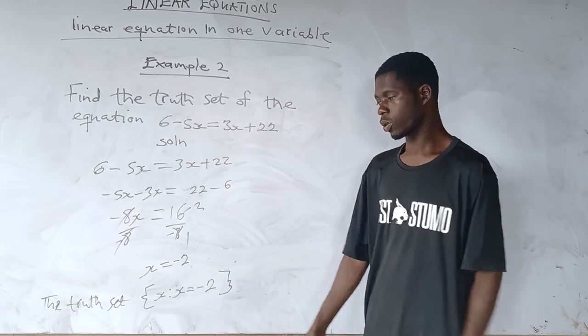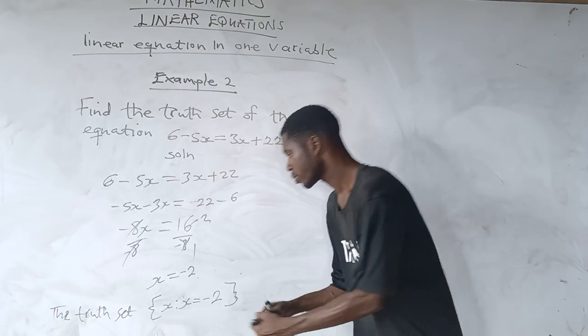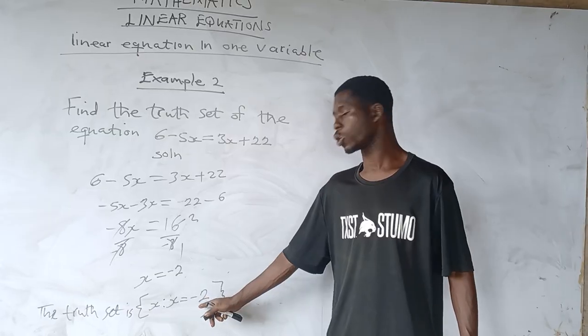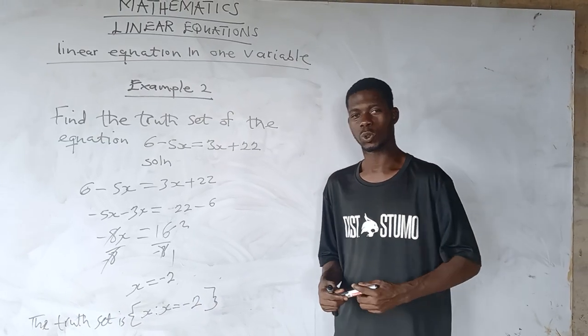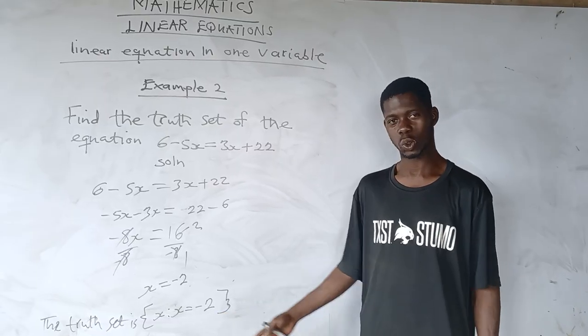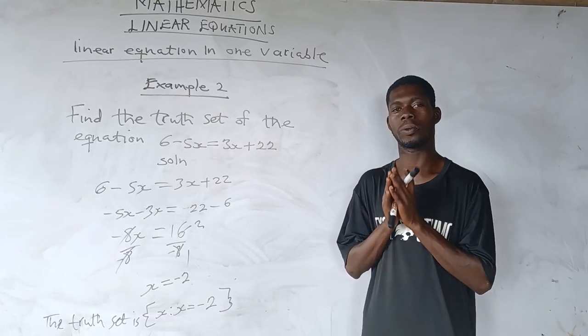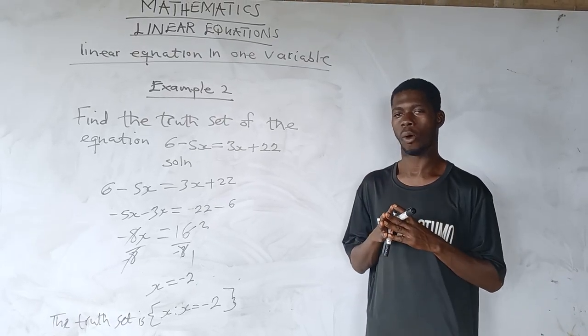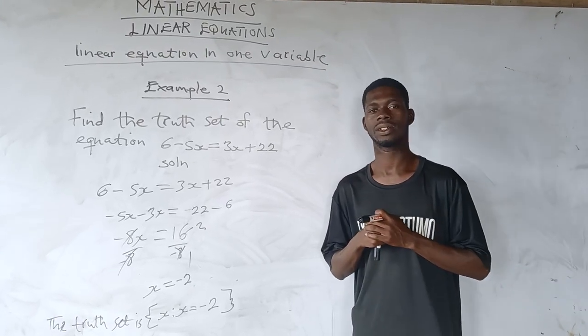Yes. So the true set is S. It is said that S is equal to what? Negative 2. The true set is S, it is said that S is equal to negative 2. So that's it. That is how you present your answer in true set. Okay, so now we are moving to example 3.